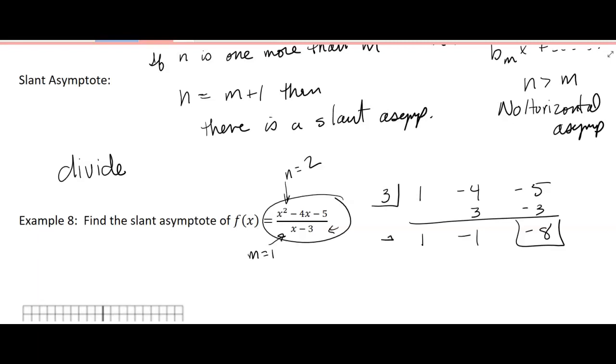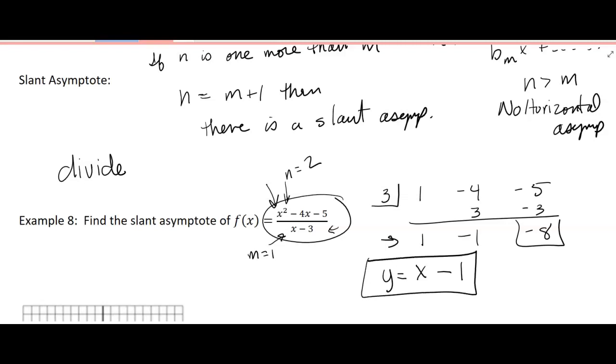We don't really do anything with that. But this right here, those coefficients, because this was x squared, now this is linear. And that's always going to happen. If it hadn't been a linear factor, you could still divide, but you'd have to use long division. But we did the division synthetically this time, which is fine. But that means we have now x minus 1. Well, that is going to be the equation for your slant asymptote.